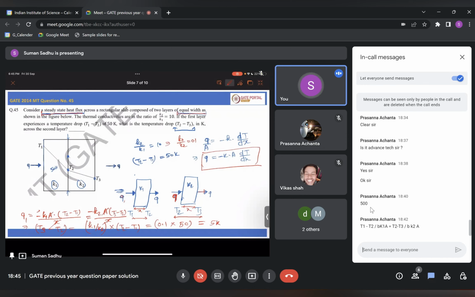It will not come 500. You have to check carefully. The ratio K2 by K1 is given, not K1 by K2. This simple mistake is something many people make, and because of it, even if you know the problem, you will just lose your marks. So you have to be very careful when you are solving this question. Everyone understood?